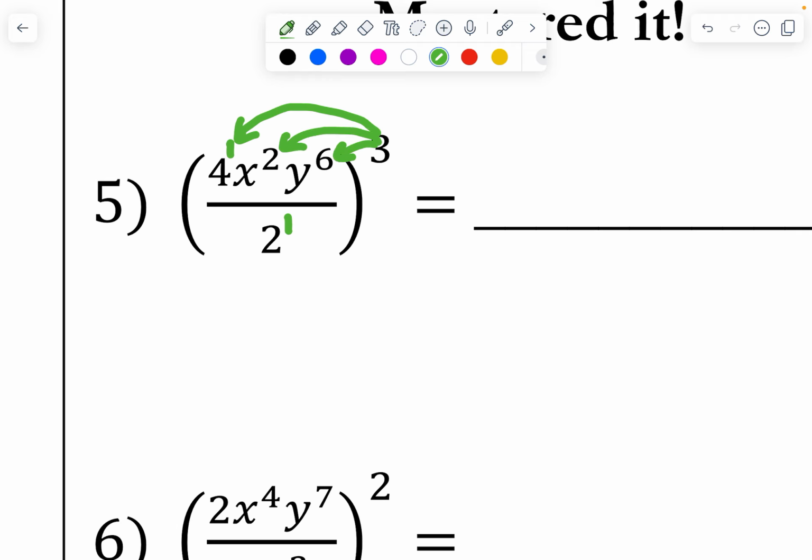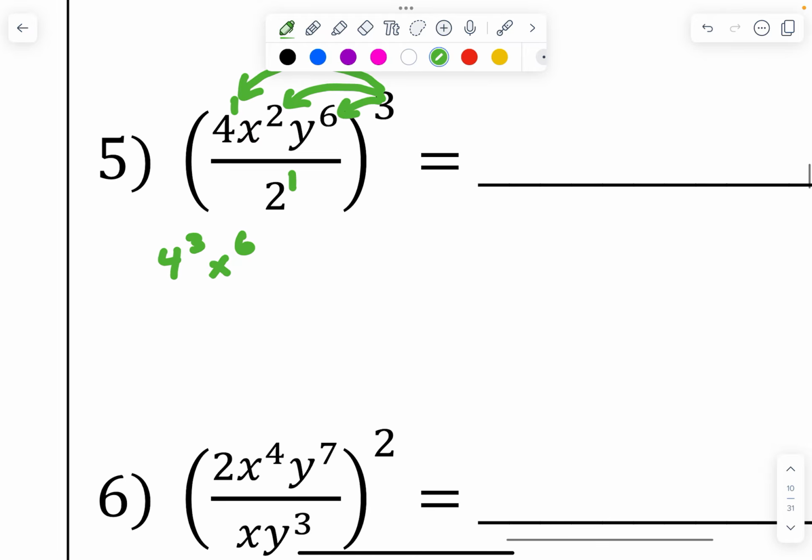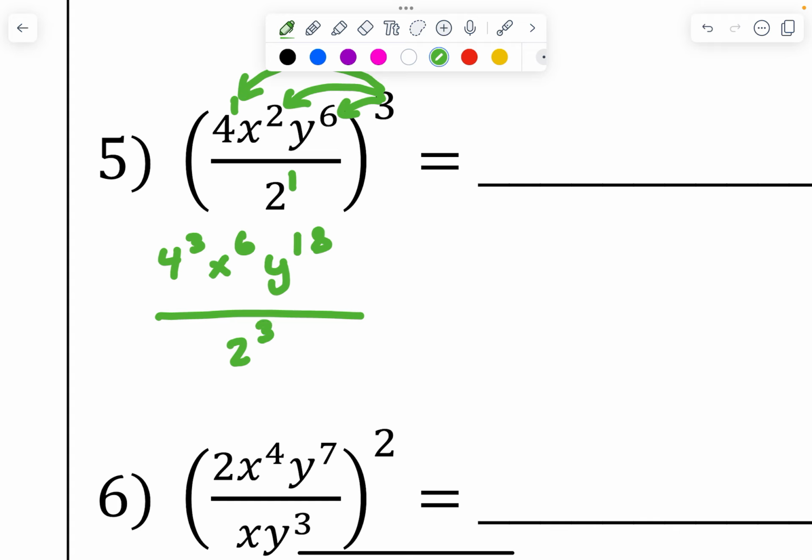So I have 4 to the power of 1 times 3, so that's 4 to the third. X to the power of 2 times 3 is, excuse me, x to the sixth. Y to the power of 6 times 3 is y to the 18th. And then 2 to the power of 1 times 3 is 2 to the third. Now from here, I'm going to do 4 to the third. I'm going to evaluate what that is, and then I'm going to simplify at the end. So 4 to the third is 64.